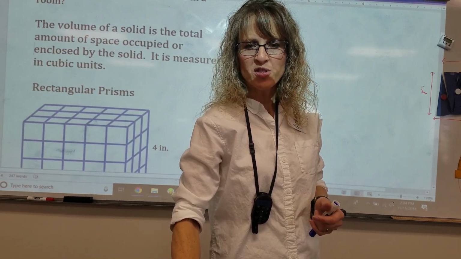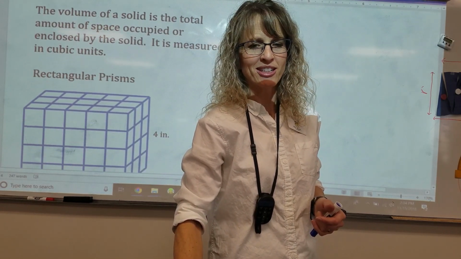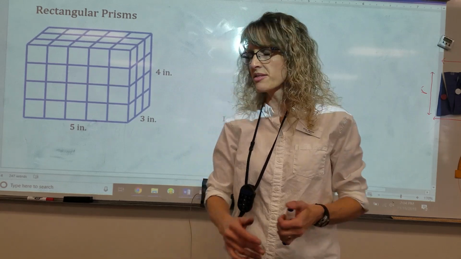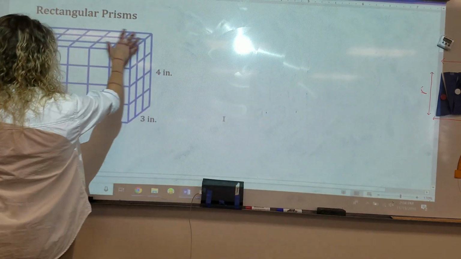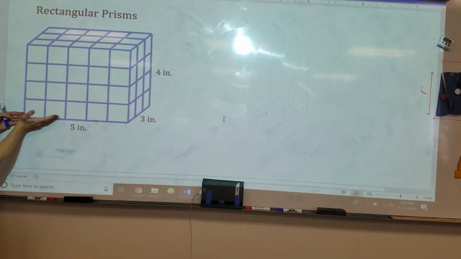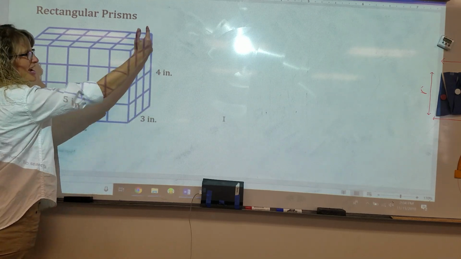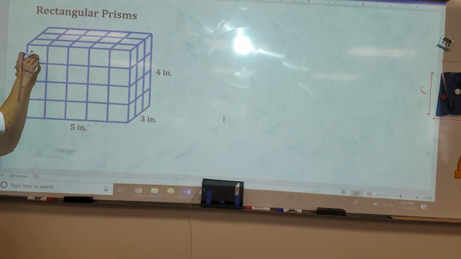It is the total amount of space occupied or enclosed by a solid, and we measure it in cubic units. So let's see what we mean. So look at this cube. It's in 3 dimensions. It has a length, it has a width, and it has a height. And it has all these cubes broken up. We're going to count how many cubic units are in here just by counting.